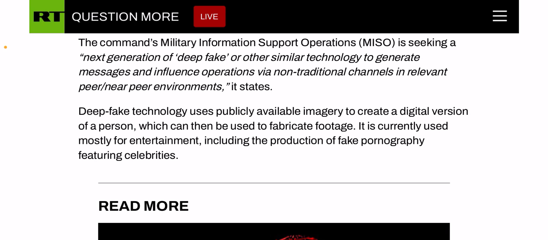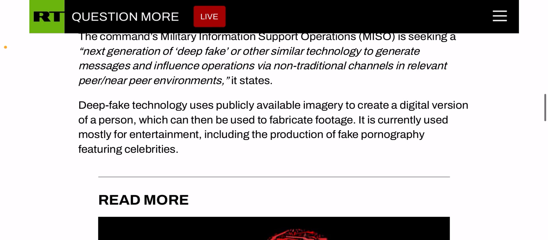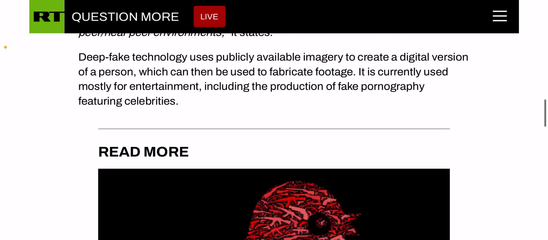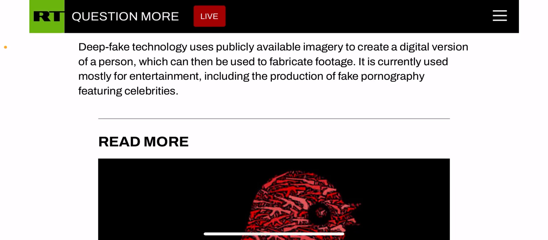So deepfake technology uses publicly available imagery to create a digital version of a person. So they could use our videos and do all these different things and slap our face on other stuff. It's literally telling you right here. Deepfake technology uses publicly available imagery to create a digital version of a person, which can then be used to fabricate footage.